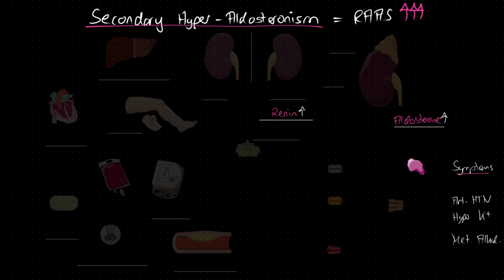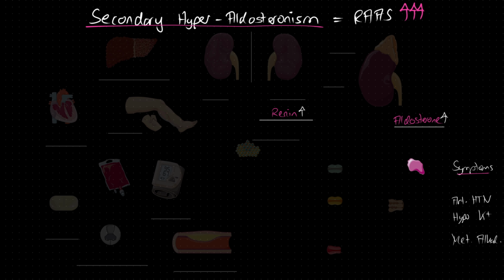But in contrast to primary hyperaldosteronism, secondary hyperaldosteronism always involves RAAS overactivity, while primary hyperaldosteronism is characterized by autonomous aldosterone production and renin would be suppressed. So with this definition in mind, let's answer the question, how do symptoms develop in hyperaldosteronism? So here's a brief review in 1 minute.